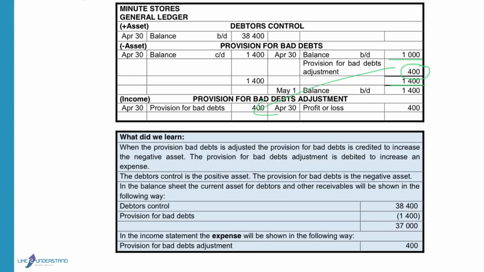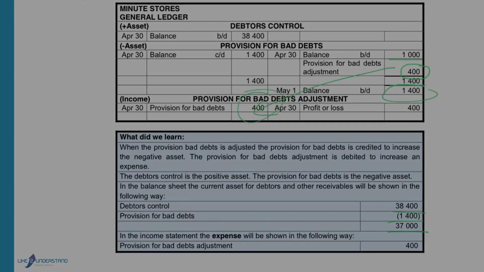If the provision for bad debts account is reduced, you will debit the provision for bad debts account and you will credit the adjustment account, and that will then be recorded as an income. In this case, the debtors control is 38,400. The new balance that we created now in this provision for bad debts account is 1,400. So the amount that I will receive in the future is 34,000. Because we increased the provision for bad debts, we created an expense of 400 rand.